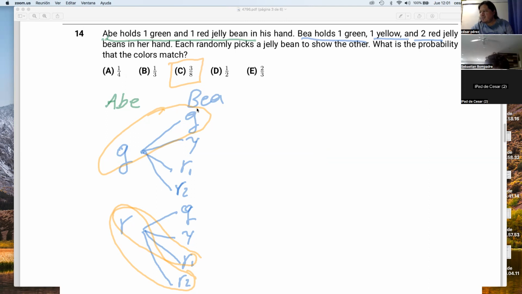It's not cumbersome, and we don't need a lot of time. It's very fast, okay? But if we want to take match, they can both have green or red. What is the probability that Abe holds the green jelly bean?